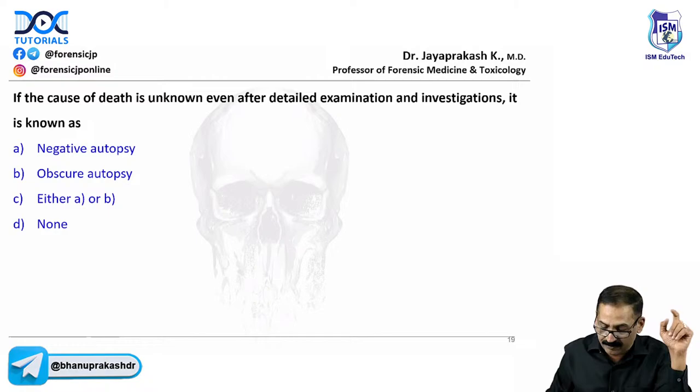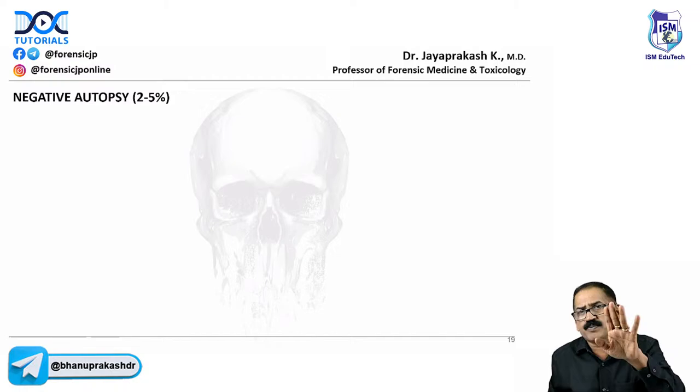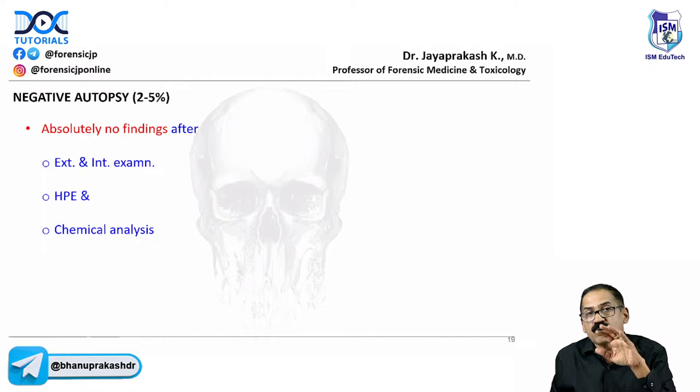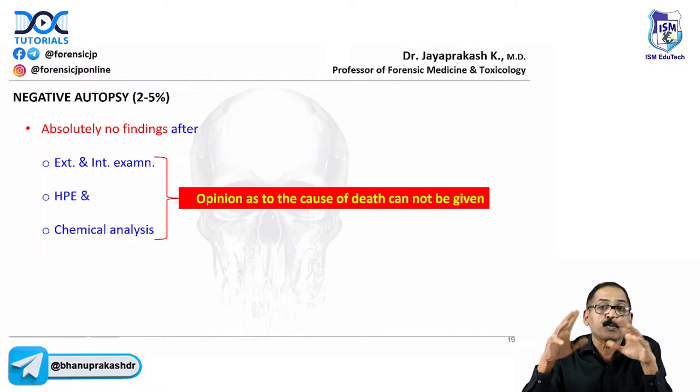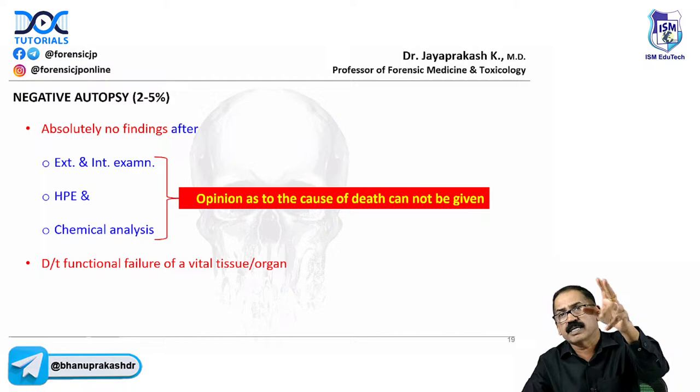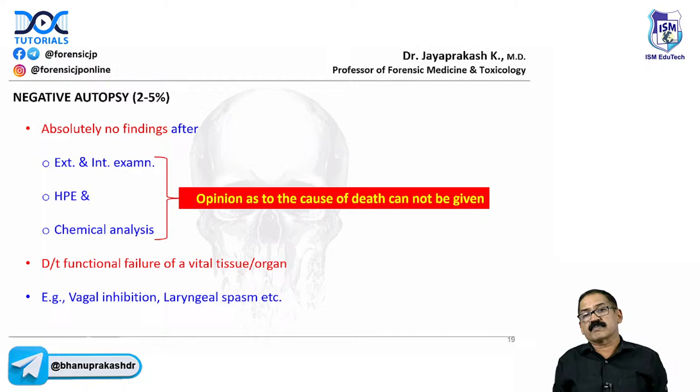Negative autopsy: about 2 to 5% of total autopsies are negative. Negative autopsy means, even after complete external and internal examination, histopathological examination and visceral analysis, absolutely no findings. So, an opinion as to the cause of death cannot be given. Don't know how he died. That is negative autopsy. Why? Maybe because of functional failure. For example, a person jumps into water, water trickles into the larynx and he dies of laryngeal spasm. You don't find anything on postmortem. Or a person dies of vagal inhibition. That is negative autopsy.